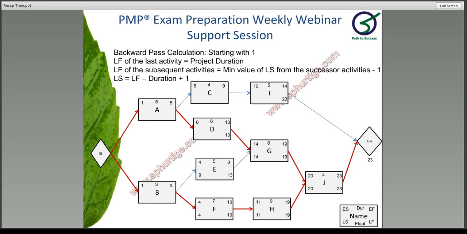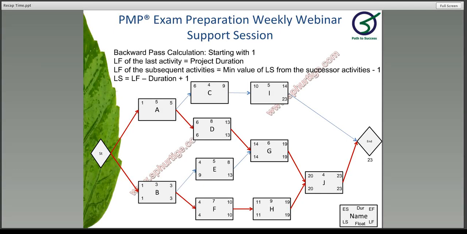So when you are starting, the late start of E is 9 and late start of F is 4. So for B, you're going to take 4, which is the minimum value, minus 1. So you're taking it as 3. 3 minus 3 is going to be 1. Now let's move on to activity D, which is 13 minus 8 is 6.